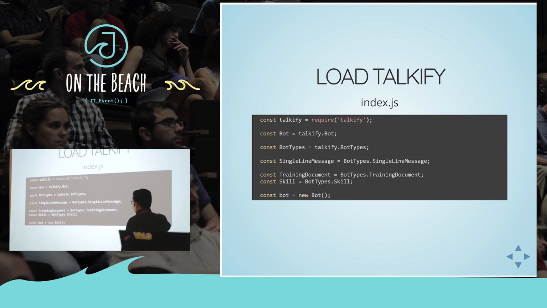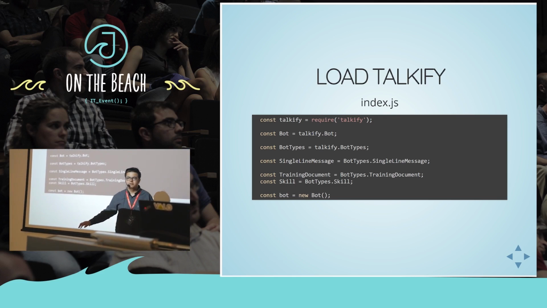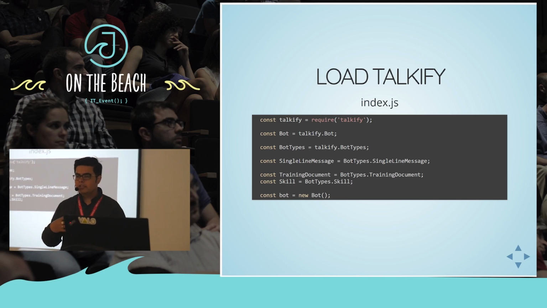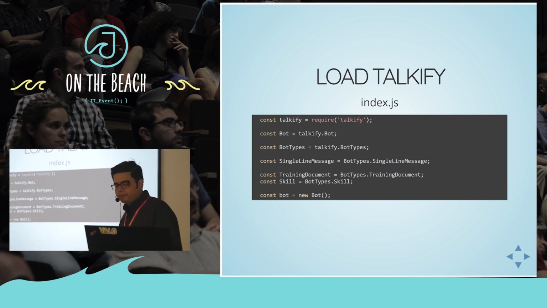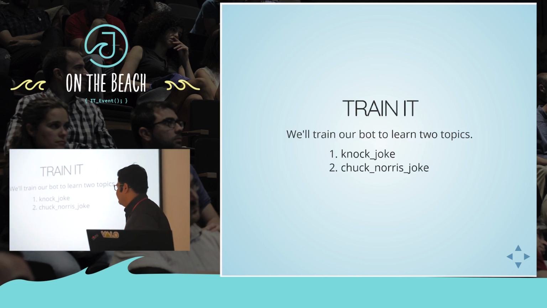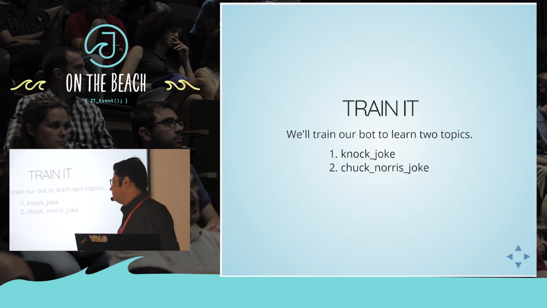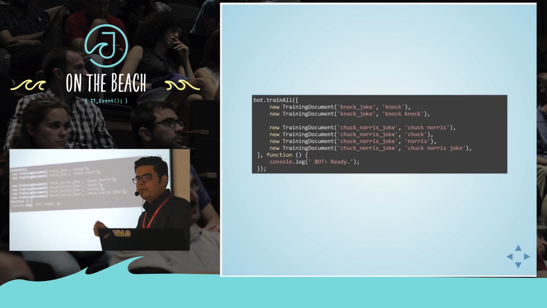The idea here is that inside the actual bot implementation, you can pass in options for what custom classifier you want to use, what custom input method you want to use, what custom skills you want to use, what kind of strategies you want to use. So that's all kind of customizable. And in this case, it's a chatbot that's going to tell you knock knock jokes and Chuck Norris jokes. So the idea here is you're first training the chatbot.